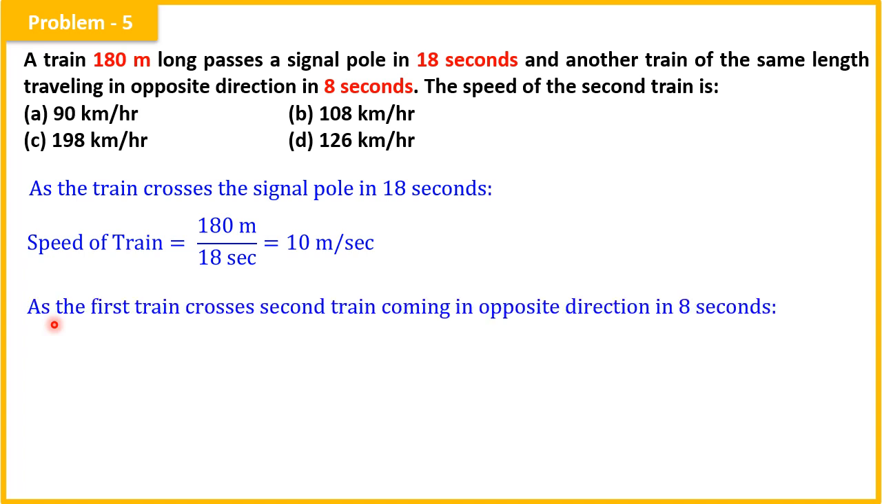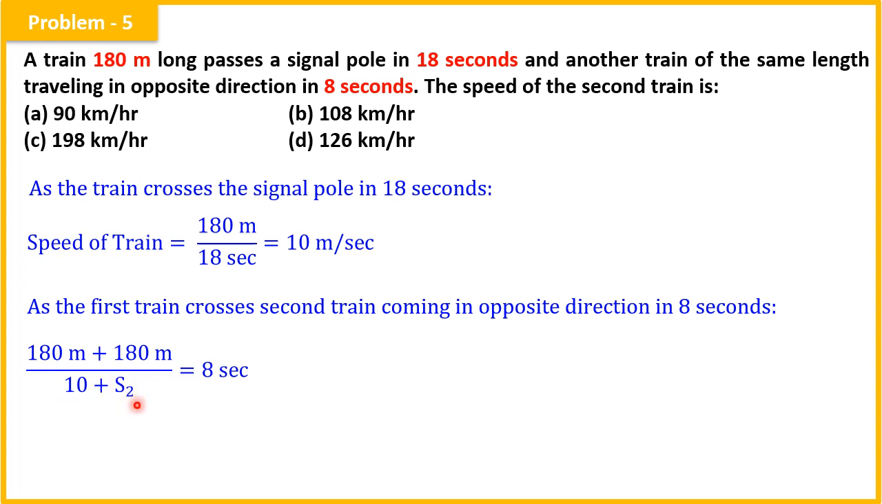So the speed of first train comes out to be 10 meter per second. Now this first train crosses the second train coming in opposite direction in 8 seconds. So we can build the equation like this. Length of train 1, that is 180 meter, plus length of second train, which is same as the first train, that is 180 meter, divided by relative speed. So पहले ट्रेन का स्पीड है 10 मीटर पर सेकंड और दूसरे ट्रेन का स्पीड हमको पता लगाना है. So I will write here as S2.